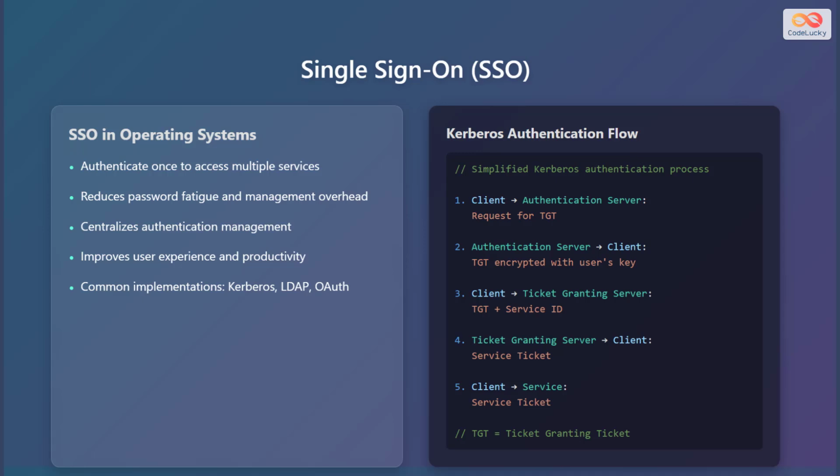Here's a simplified Kerberos authentication process. First, the client requests a ticket granting ticket, also known as TGT, from the authentication server. Second, the authentication server sends the ticket granting ticket encrypted with the user's key to the client. Third, the client sends the ticket granting ticket and service identification to the ticket granting server. Fourth, the ticket granting server sends the service ticket to the client. Finally, the client sends the service ticket to the service gaining access.